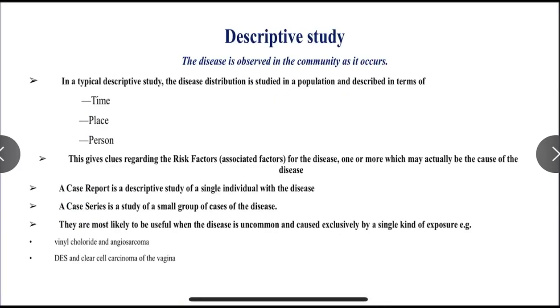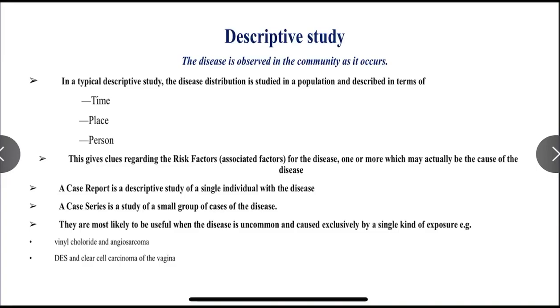Descriptive study, guys, is where the disease is observed in the community as it occurs. In a typical descriptive study, the disease distribution is studied in a population and described in terms of time, place, and person. Let me tell you what is meant by time, place, person. Time means that we look at whether the disease is getting less effective or getting worse from before over time. And place means we look at where the disease effect is more and where it is less.